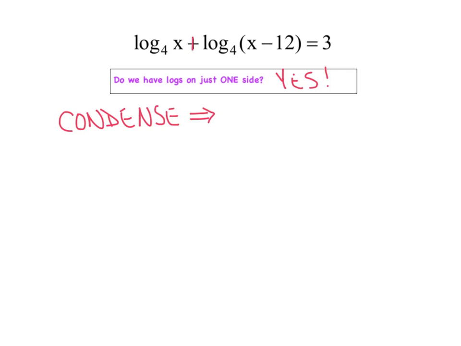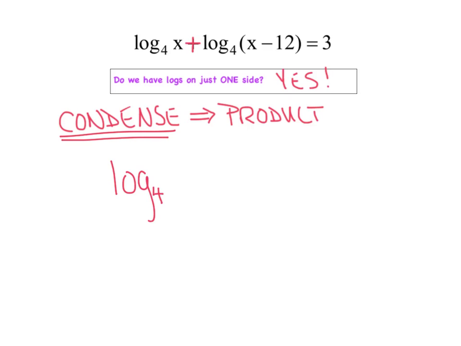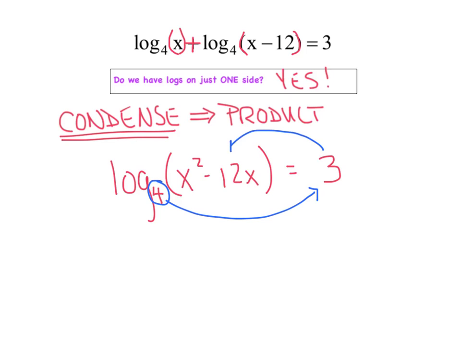I'm going to use, because I saw a plus sign, the product law. And that just means as I combine these terms, I'm going to basically be working with multiplication. And also remind yourself that as you condense, you're only allowed to write the word log one time. So I'm going to have log base 4, and then here I'm going to multiply this x times this x minus 12. Just multiplying the inner functions together, distribute the x, and I get x squared minus 12x. Once I've got it fully condensed, I'm going to go around the world. 4 raised to the third power equals the quantity x squared minus 12x.